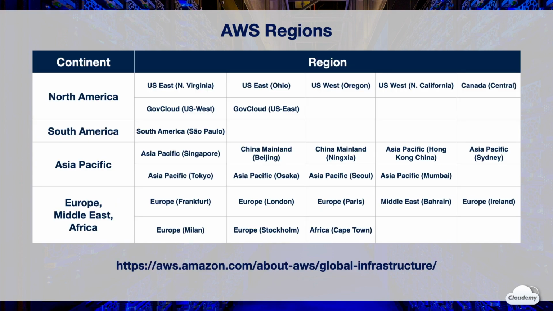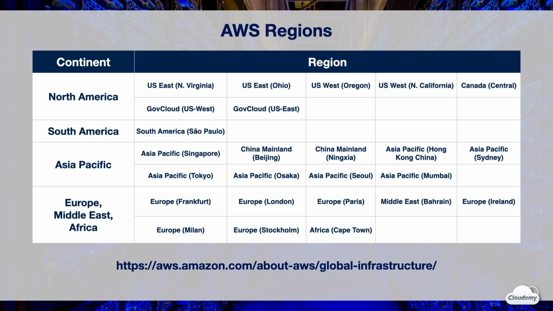This is a list of all the regions launched by 2020. In North America, there are US East Northern Virginia and Ohio regions, US West Oregon and Northern California regions, and Canada region. There is also GovCloud in US West and US East. GovCloud is only available in the United States for US governments and their partners to meet certain compliance mandates. Services in the GovCloud must be operated by US citizens on US soil.